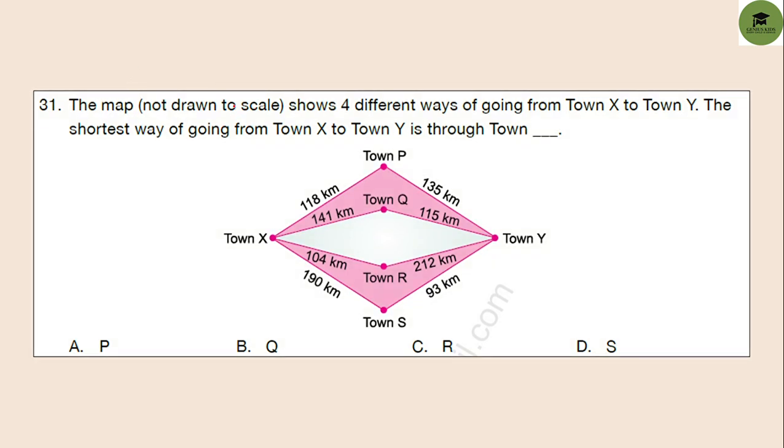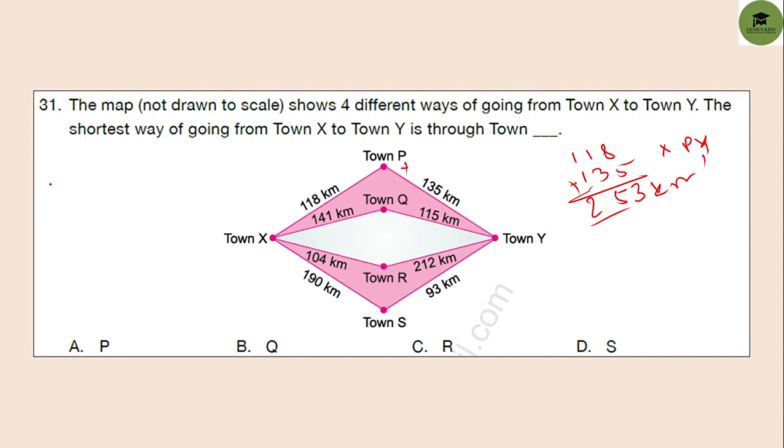The map, not drawn to scale, shows 4 different ways of going from town X to town Y. The shortest way of going from town X to town Y is through town... So we need to add this one. 118 plus 135 is, for XPY, 253 kilometers.